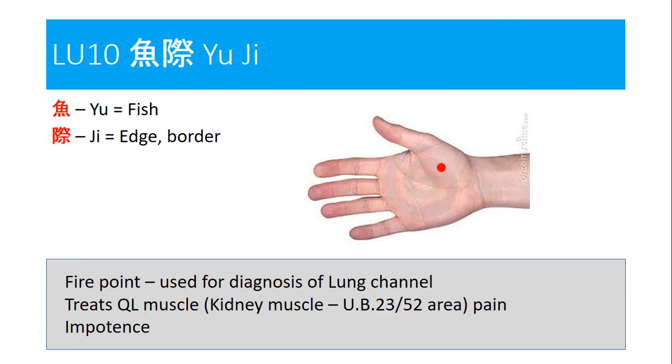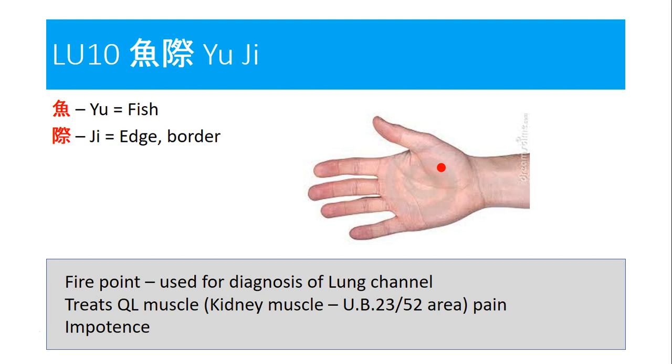Lung 10, Yu-ji, the fish border, is the fire point on the lung channel, so it is used diagnostically. If it has pressure pain on it, it suggests the use of lung 8 and lung 5, the metal water points, to overcome fire. We take this point not on the border of the red and white skin, as the TCM text suggests, but rather opposite large intestine 4, on the medial edge of the thenar eminence.